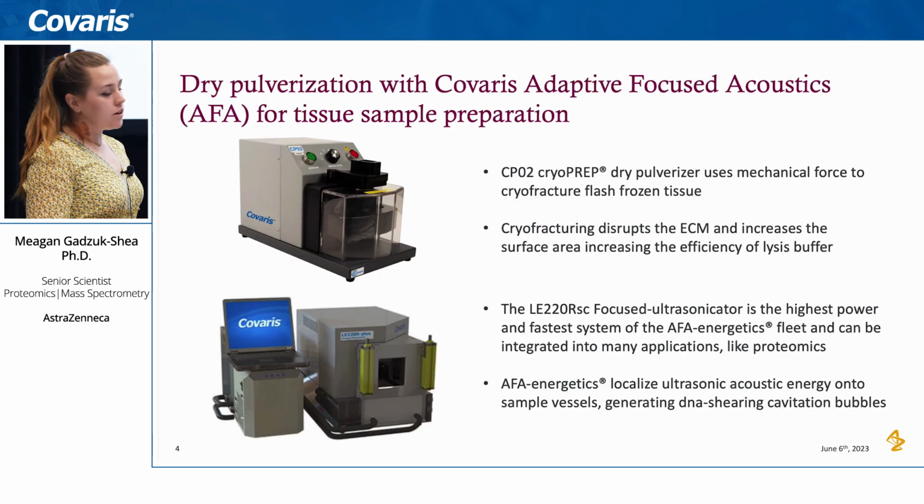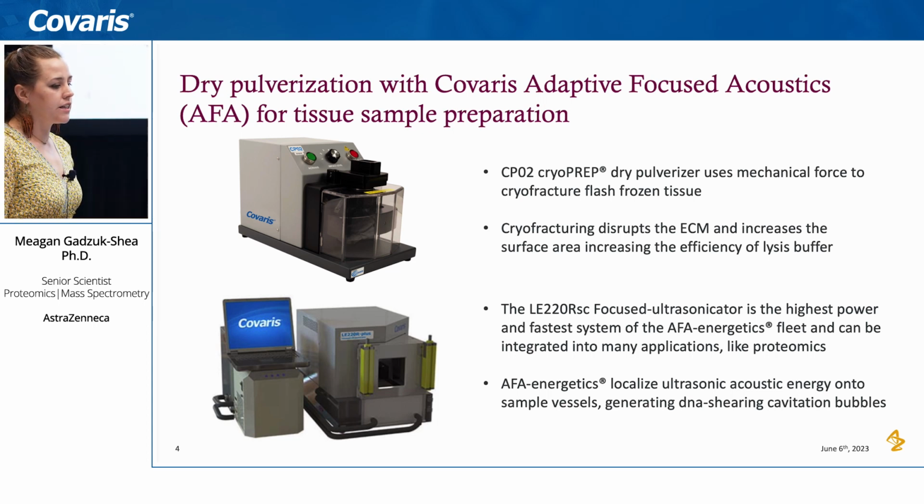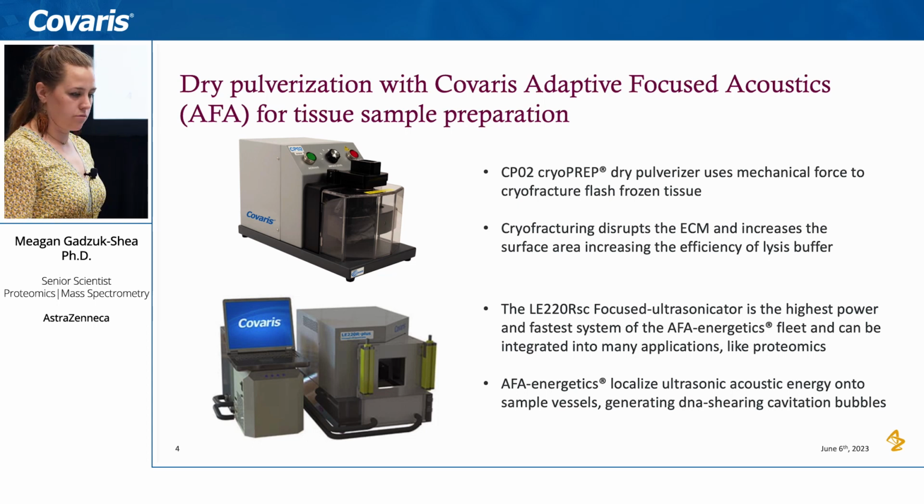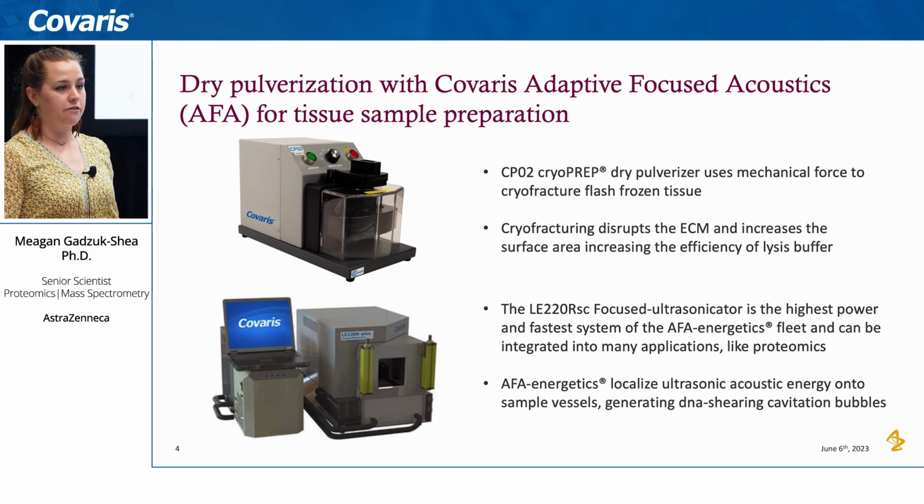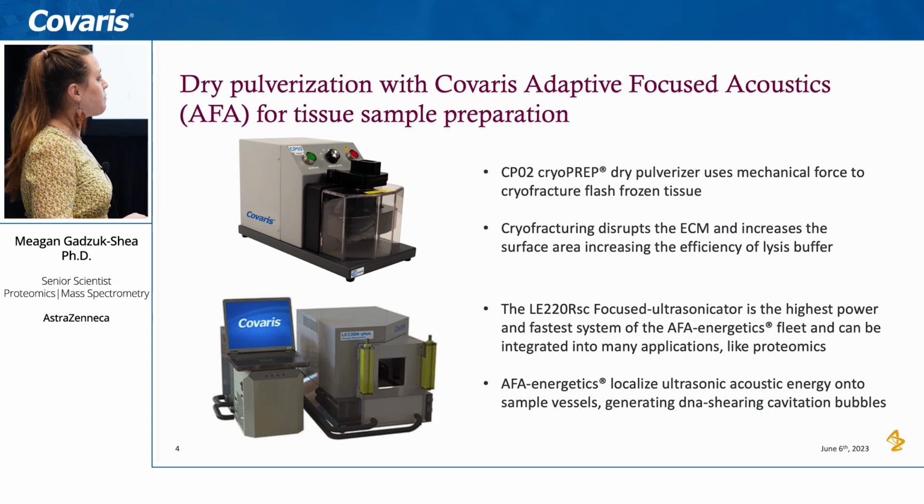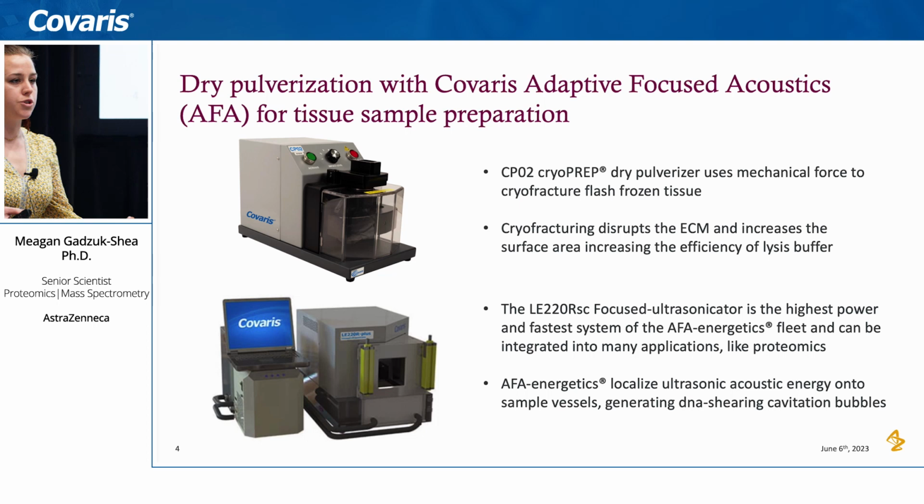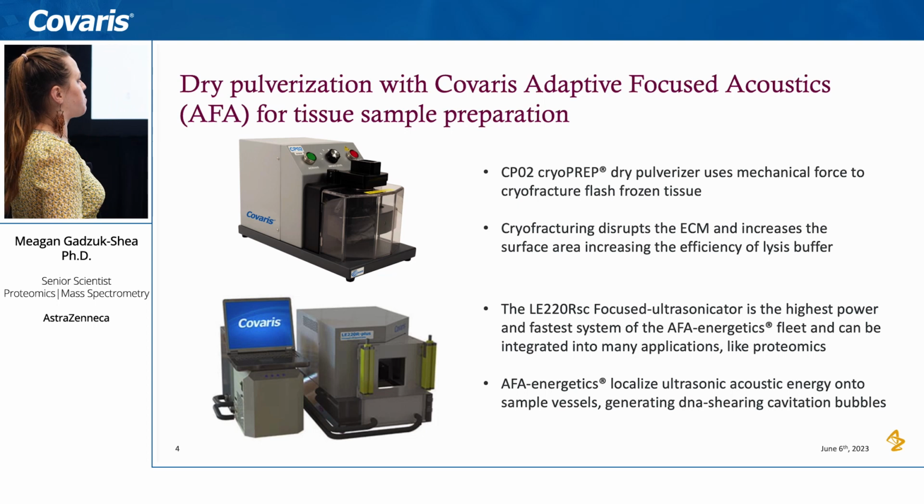So the two technologies that we're working with are the dry pulverization, and for that, we're using the CP02 cryoprep from Covaris. This device uses mechanical force, basically a very, very intense hammer, to smash your flash frozen tissues. What this is going to do is take your nice tissue chunk and turn it into a very fine powder. This process is going to disrupt the extracellular matrix and increase the surface area, which is going to reduce the distance that the lysis buffer has to get into your sample in order to extract those proteins.